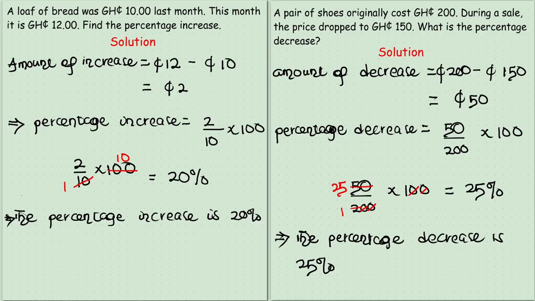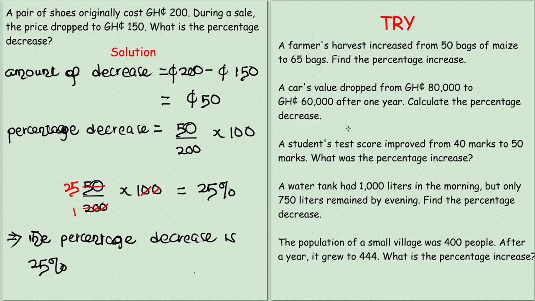Basically, this is all that we need to know under percentage increase and decrease. If there's any other question relating to this, it will be a matter of changing the subject. Changing the subject here, I mean, you'll be given the percentage increase, you'll be given the amount increase, and then you'll be asked to look for the original value, any of the parameters involved. With that, I'll give you some questions so you try on your own to test your understanding. So here you have them, 5 questions just to test your understanding on what we've done so far.